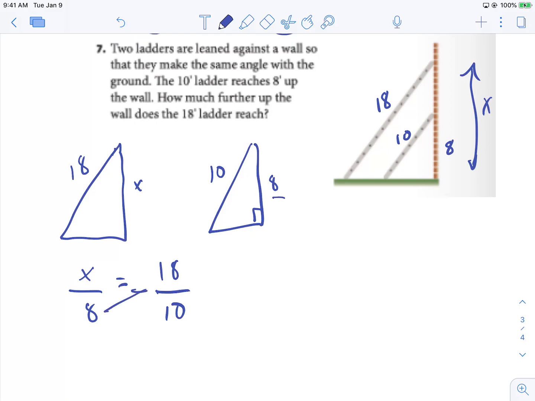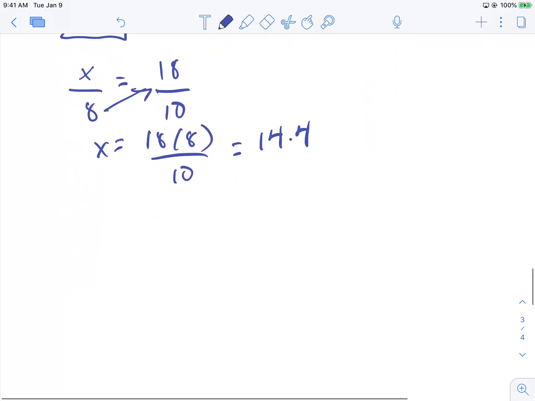Okay, so let's cross multiply that up. We get x equals our 18 times 8 all divided by 10. So 18 times 8 divided by 10 is going to give me 14.4.